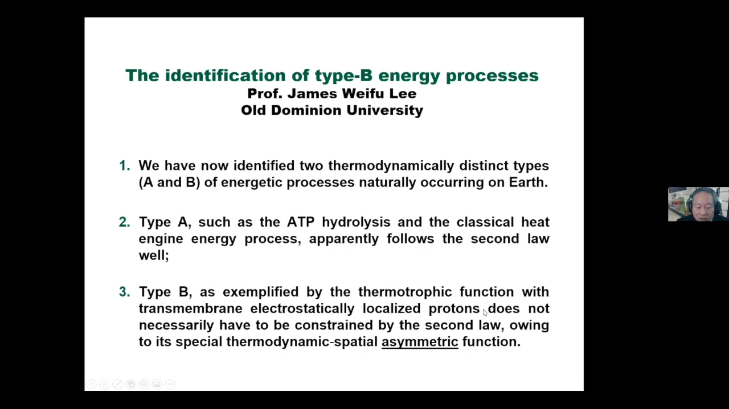It does not necessarily have to be constrained by the second law, due to its special thermodynamic asymmetric function. That's really the key word here, okay? So whenever you have an asymmetric process, be careful. Don't apply the second law blindly. Yeah, you can do it, but if you do that, you'll miss many important things. That's my message here. So I'm going to talk about how we discovered, or identified, this type B.